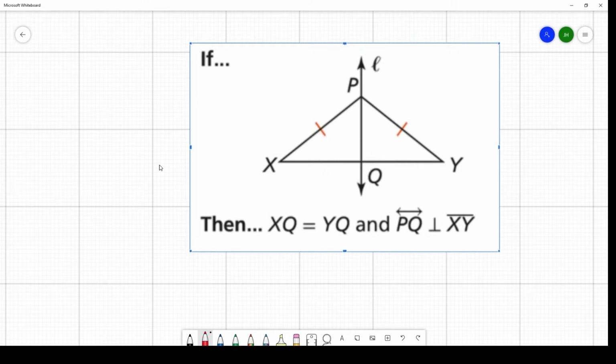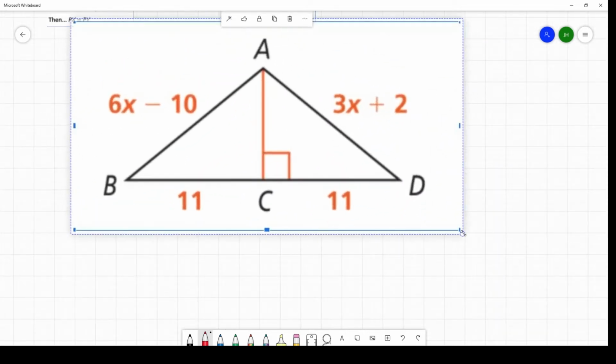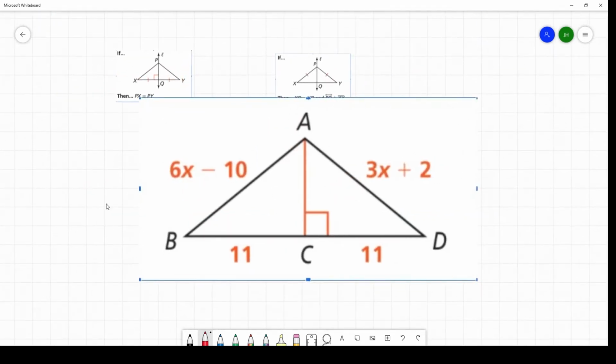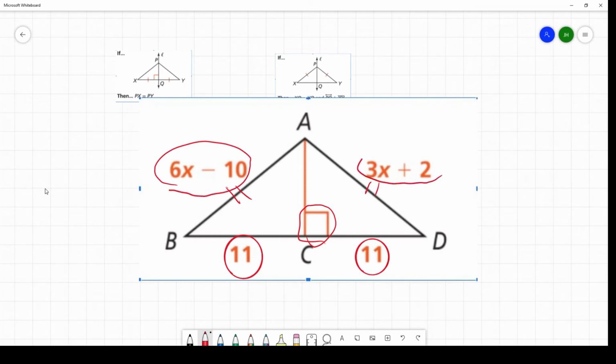And you're going to see a few problems that ask you to work through this. You're going to see a lot of problems like this on the assignment for this week. What we're doing here is we're going to look at this and not panic. If this right here is 11 and this is 11, and this is a right angle, then we know that this side is congruent with this side, which allows us to set up a really easy equation, and we can just take this term right here, 6x minus 10, and set it equal to 3x plus 2.